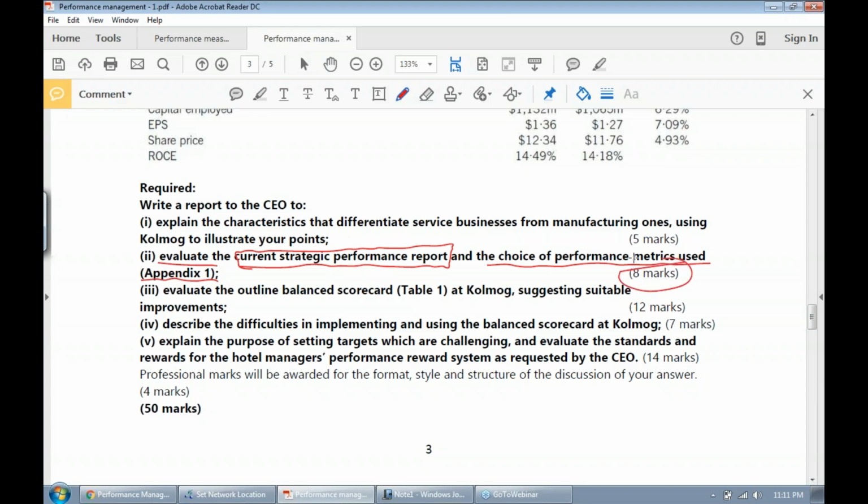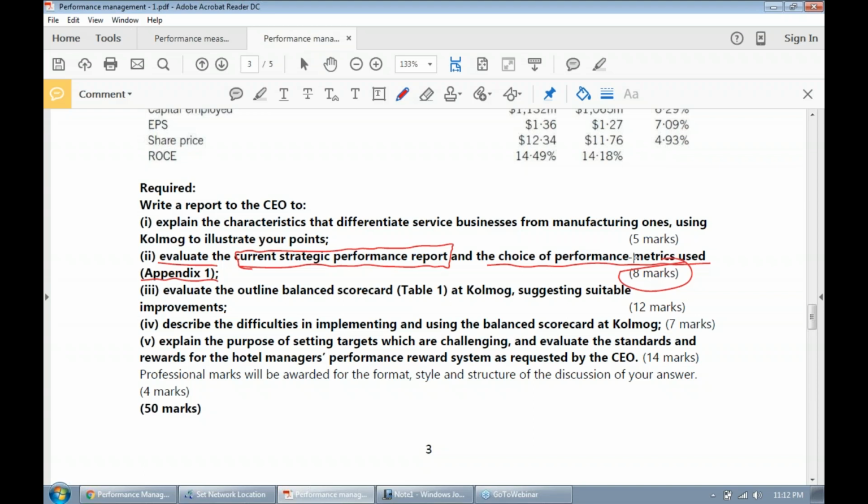Then it says evaluate the outline balanced scorecard in table number 1 at the company, suggesting suitable improvements. That is for 12 marks. Again, CSF and probably something related to CSF and KPI, and describe the difficulties in implementing the balanced scorecard at the company. This is basically what we did in the last class, considering the problems regarding implementation of the balanced scorecard and building block model.